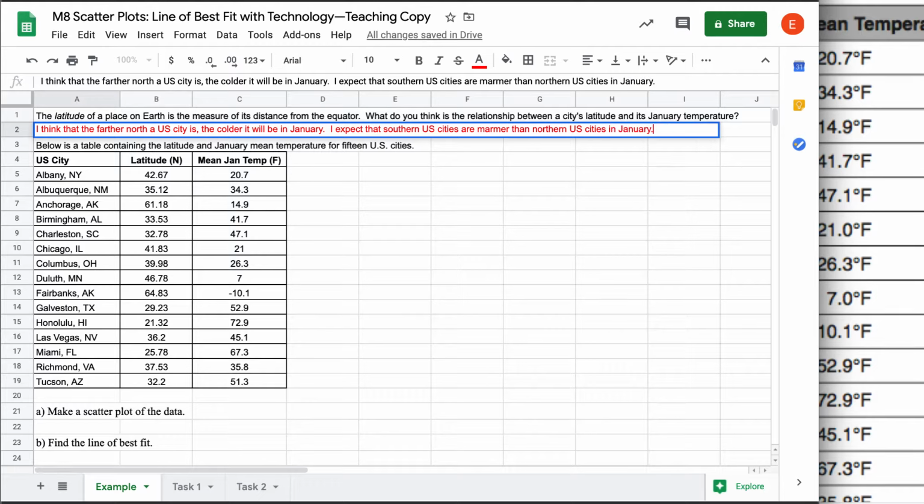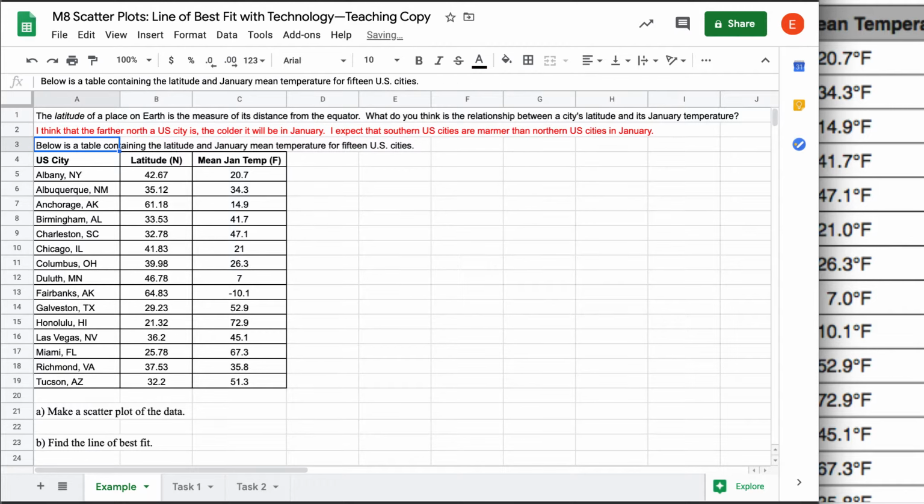Okay. Hopefully you kind of have the same conclusion there that I do. That is what I expect to see when we analyze this data. Below is a table containing latitude and January mean temperatures for 15 U.S. cities. We've got Albany, New York, Albuquerque, New Mexico, Anchorage, Alaska. That's pretty far north. And then all the way down through here. I'm not going to read through all of them. We're going to make a scatter plot of the data. Now this is what you're going to need to do with your assignment.